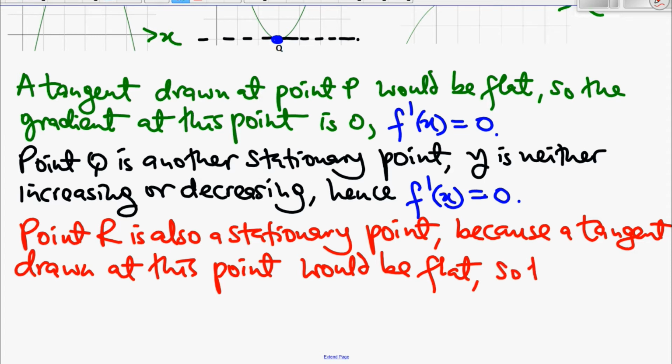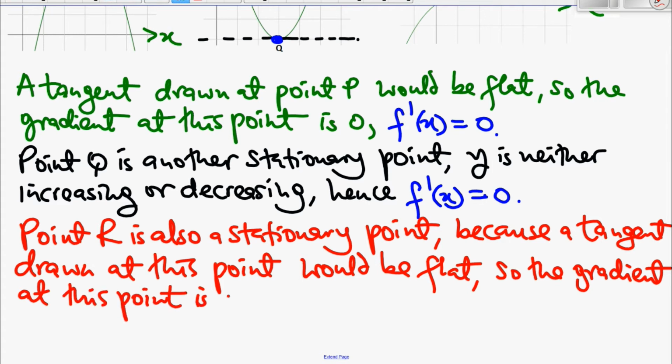So the gradient at this point is 0. Okay, how do we write this mathematically? We write it that way.